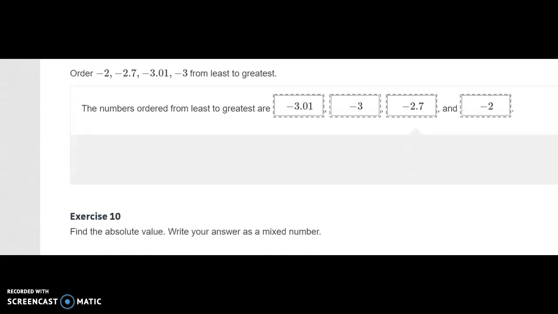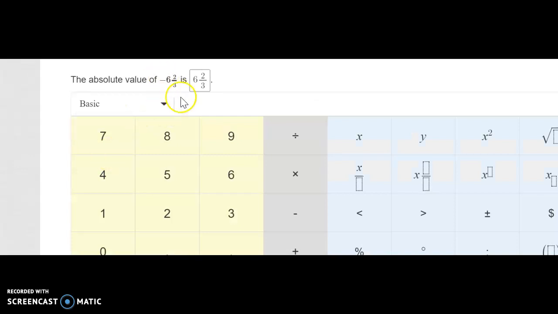Okay, find the absolute value. When we're talking about absolute value, we're talking about the distance from 0. So negative 6 2/3 is going to be positive 6 2/3, because all we're doing is counting the distance.